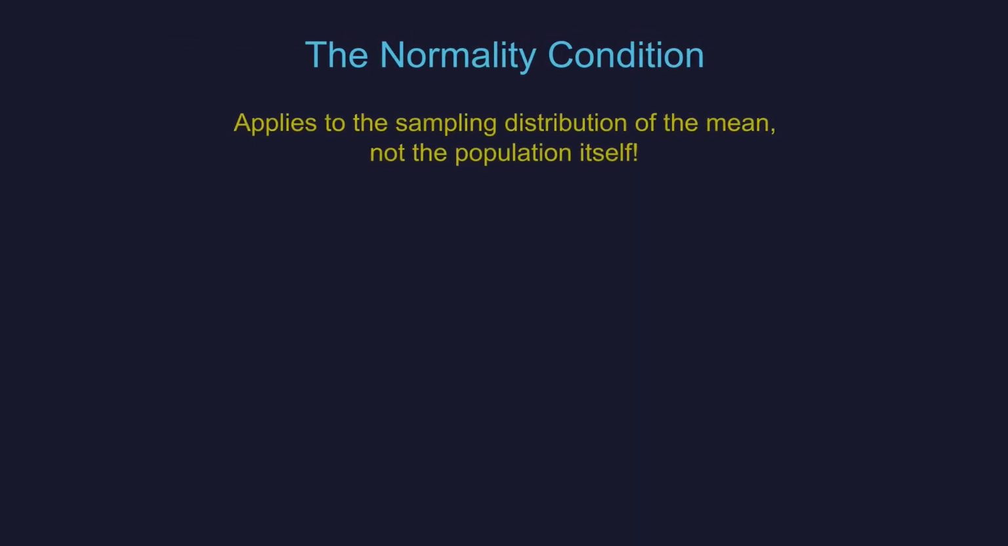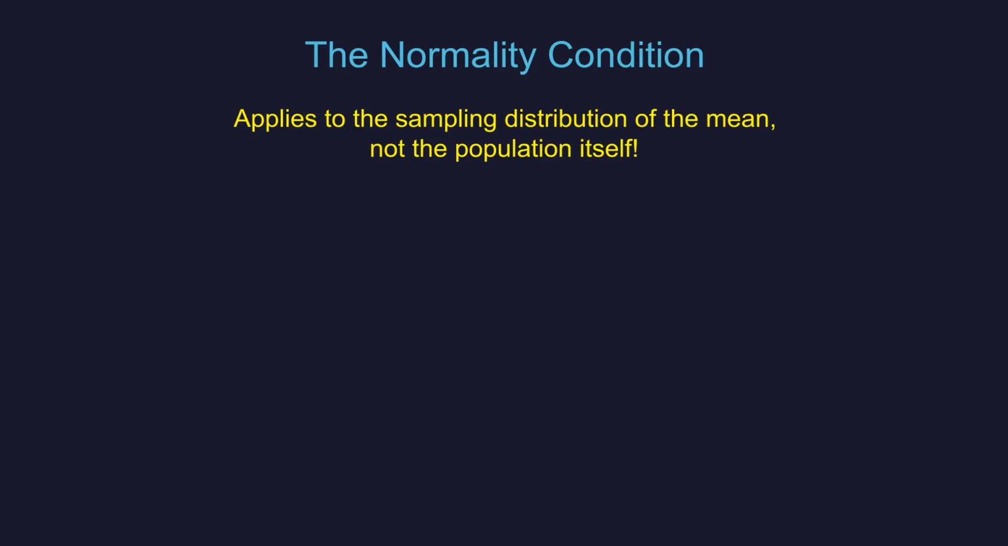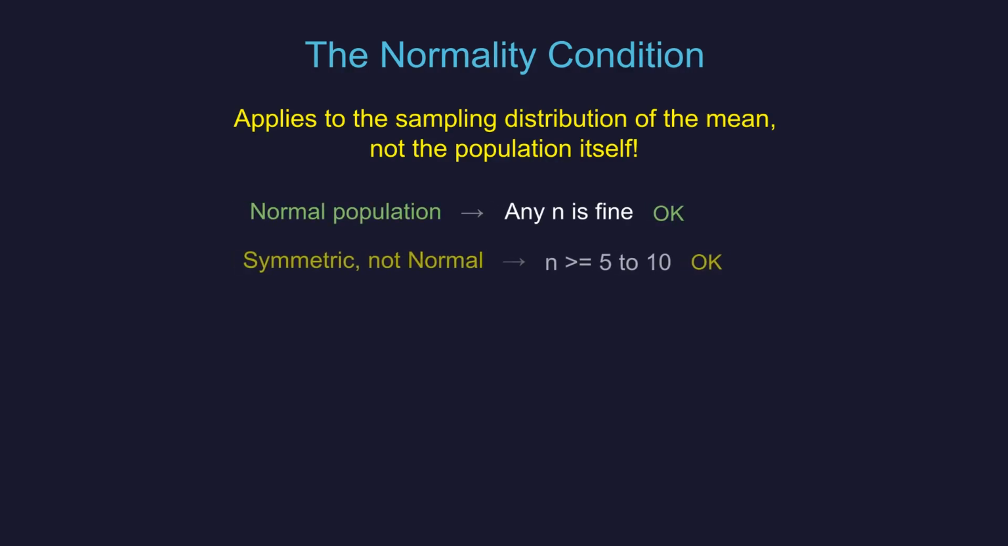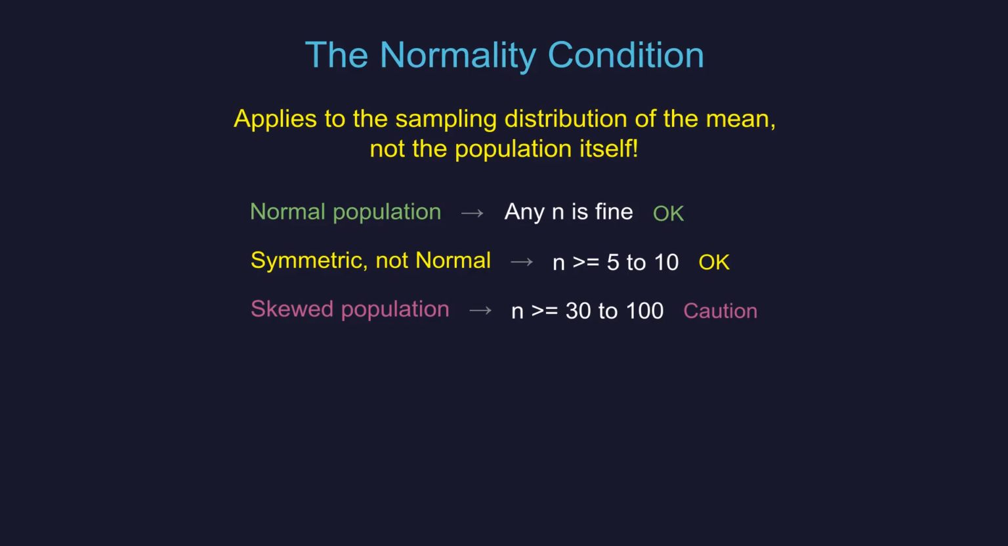Let's dig deeper into the normality condition. An important clarification: the normality condition applies to the sampling distribution of the mean, not the population itself. Thanks to the central limit theorem, we have flexibility. If the population is normal, any sample size works. If the population is symmetric but not normal, n of 5 to 10 is usually sufficient. If the population is skewed, you may need n of 30 to 100 depending on how severe the skew is.